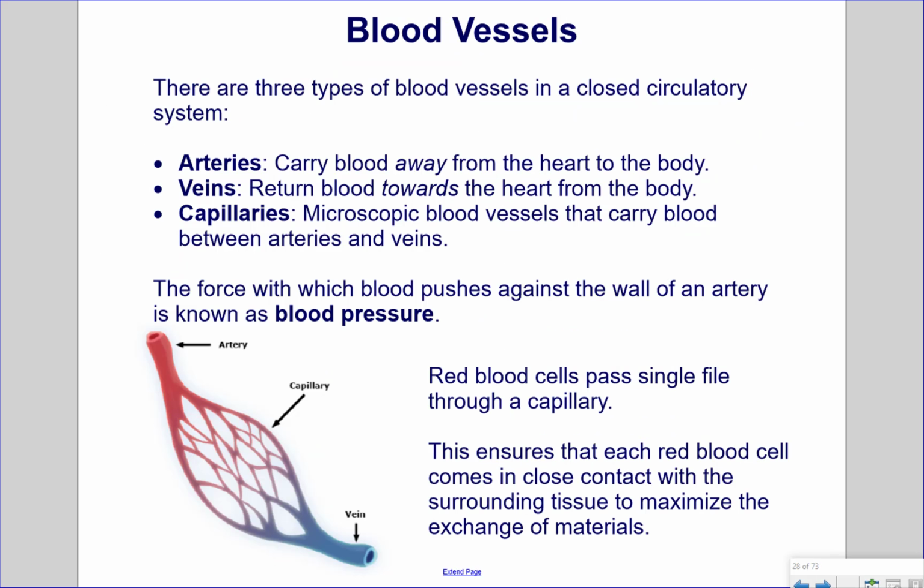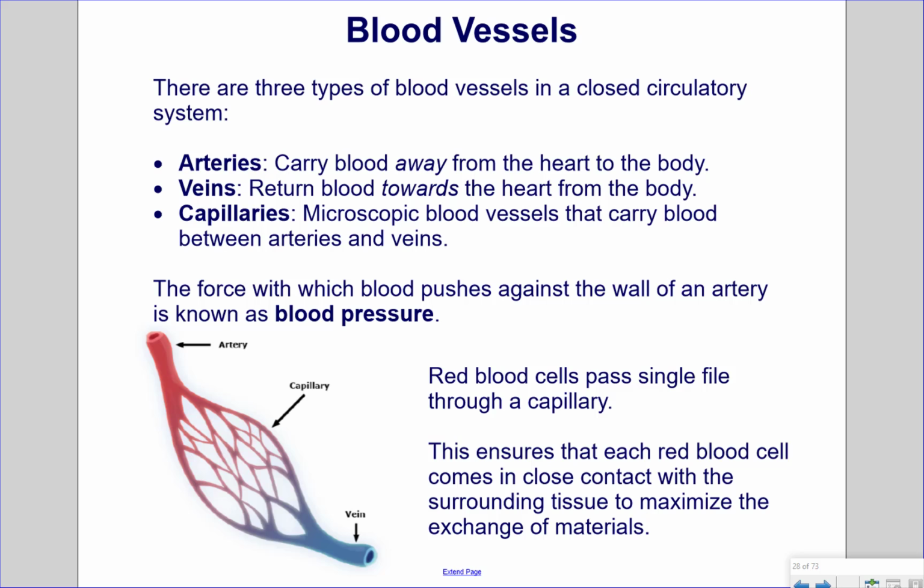Blood vessels. There are 3 types of blood vessels in a closed circulatory system. Arteries carry blood away from the heart to the body. Veins return blood towards the heart from the body. Capillaries are microscopic blood vessels that carry blood between arteries and veins.